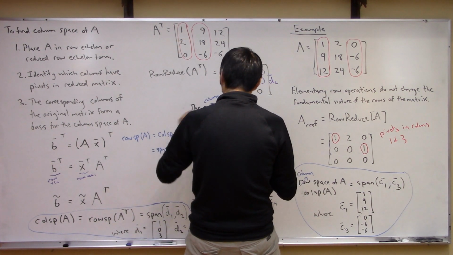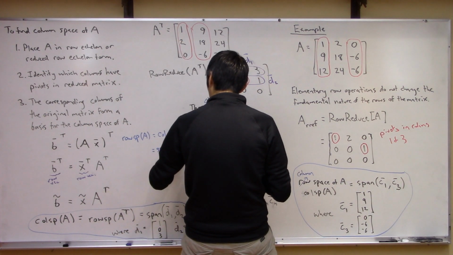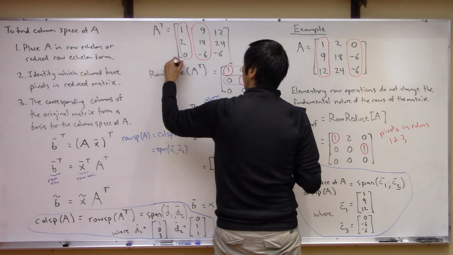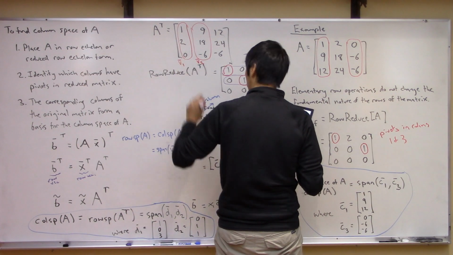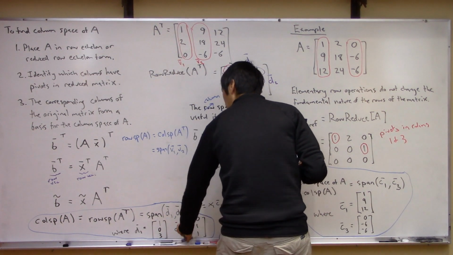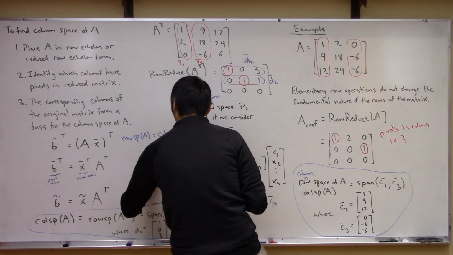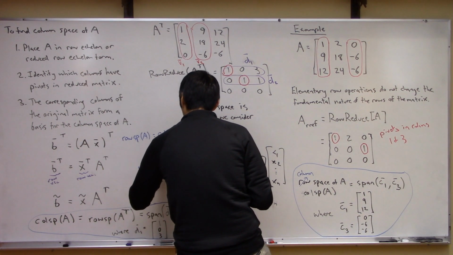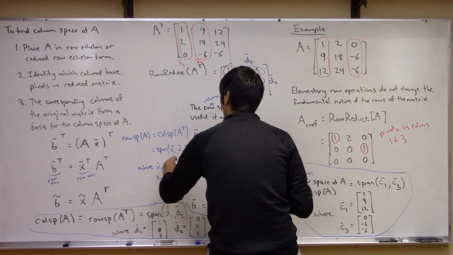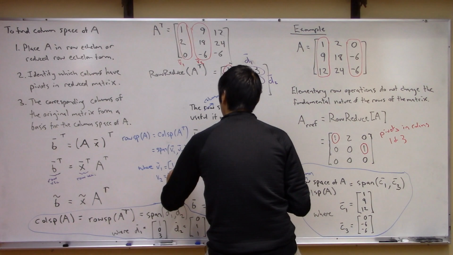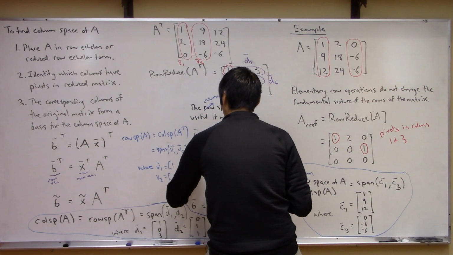And what did I call them in the notes? Let's just call them V1 and V2. So this thing here is V1 and this is V2. I just want to make sure that we have a whole set of descriptions here. So V1 is going to be 1, 2, 0, and V2 is going to be 9, 18, negative 6, okay?